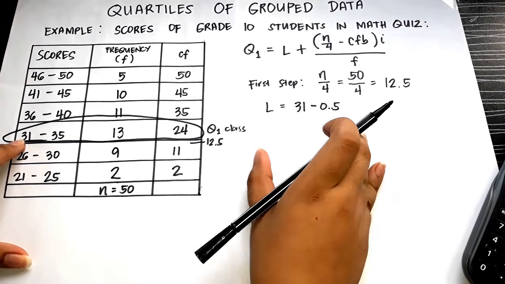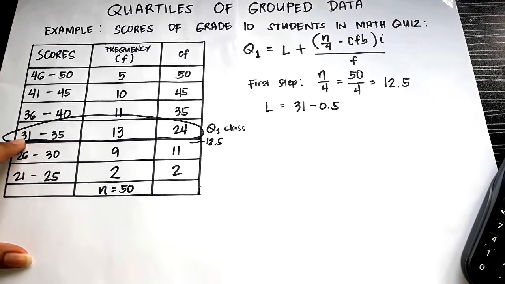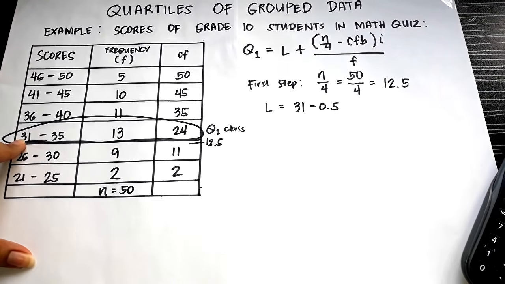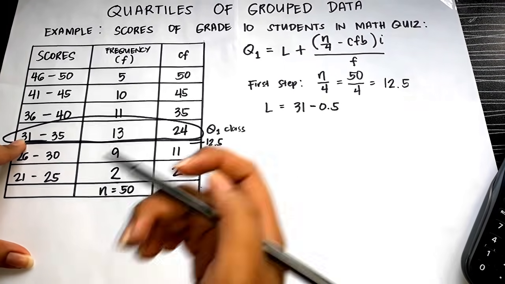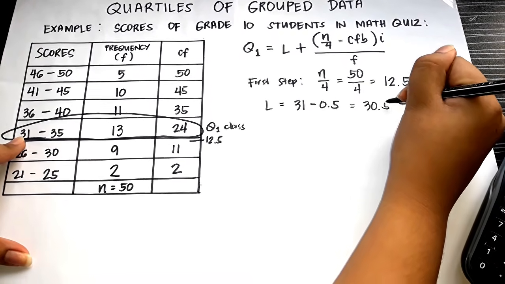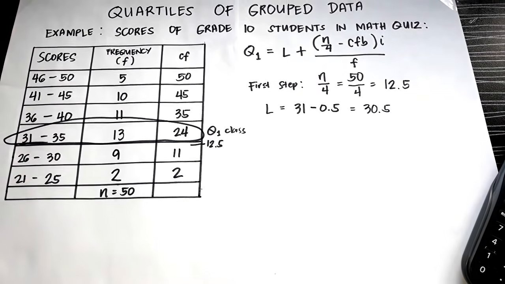0.5 here is constant. Kapag kinukuha natin si lower boundary, constant po si 0.5. Lagi tayo magma-minus ng 0.5. So that is equal to 30.5. Now we have the lower boundary.